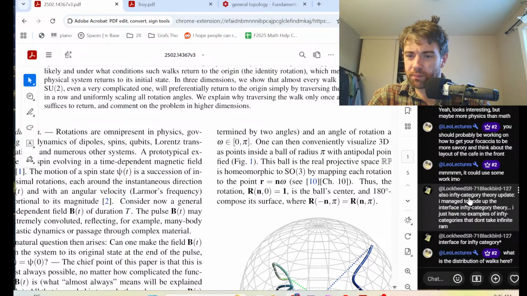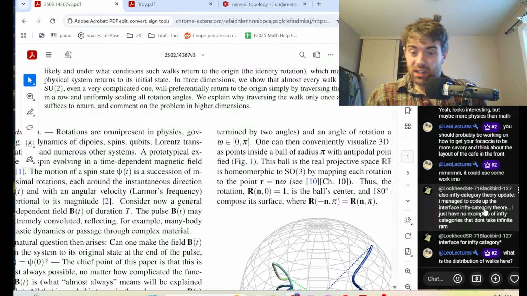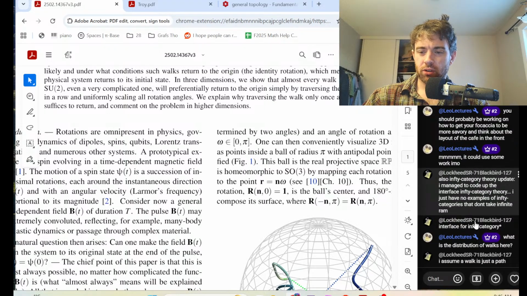Also, infinity category theory update. You managed to code up the interface for infinity category theory? Huh? How did you do that? And what do you mean by that exactly? You just have no examples of infinity categories that don't take infinite RAM.